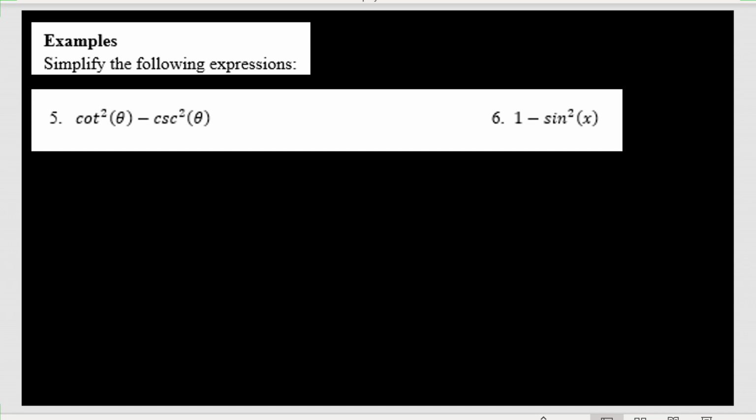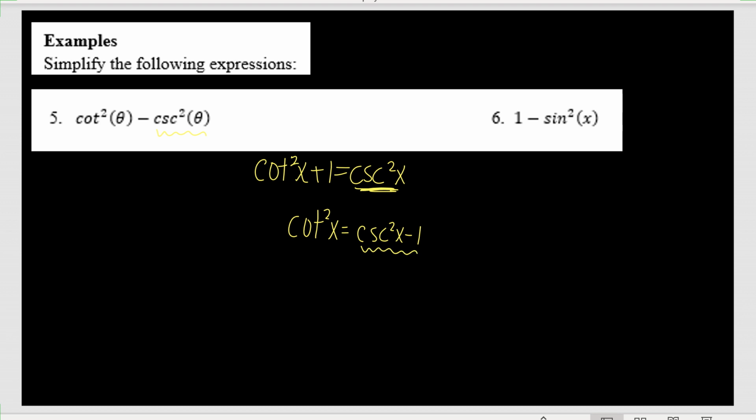Okay, number 5. Number 5 is cotangent squared of theta minus cosecant squared of theta. Simplify that guy. All right, our identity with cotangent is cotangent squared of x plus 1 equals cosecant squared of x. Okay, so I can go ahead and substitute cosecant squared in the formula with cotangent squared of x plus 1. We can do that. You could also isolate the cotangent squared term and replace it with cosecant squared of x minus 1. Okay, you could do that as well.